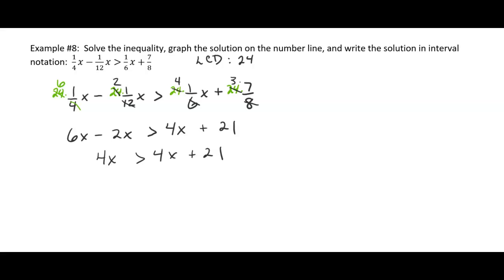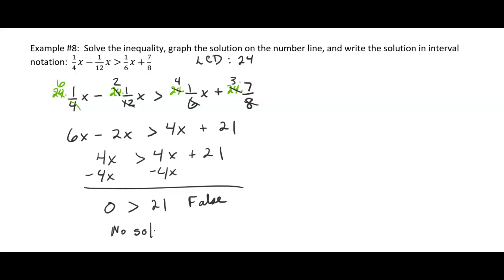It looks suspicious, doesn't it? Okay, subtract the 4x from both sides. That's what we would try to do, try to get x on one side. So the 4x cancels on the left, so we just have 0. That's what you do when that happens. 0 is greater than 21. Sure enough, this is like the problem I was just talking about. Okay, so 0 is greater than 21. No, that is false. There's no solution.